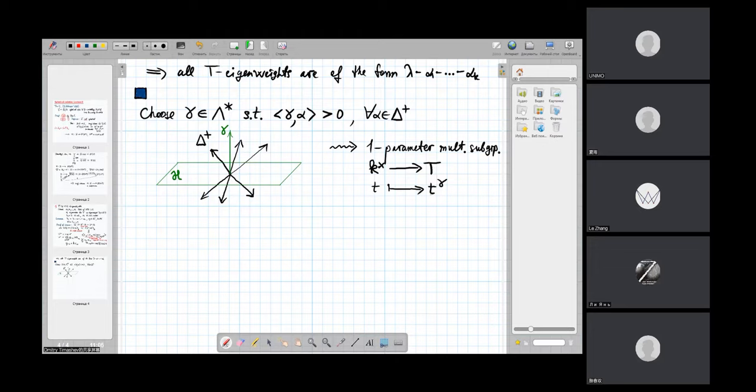And this element t to the power gamma in big T is characterized by the following property. This is an element such that the value of any character mu on this element equals t to the power of the pairing of gamma with mu. An element of a maximal torus is characterized by the values of all characters on it, because these characters include, for instance, coordinate functions on a torus. This is for any mu in the character lattice.